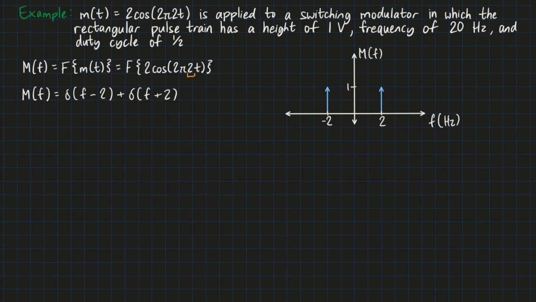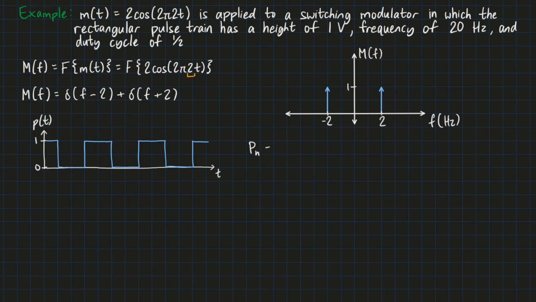Next, we'll have the rectangular pulse train, which I'll draw out. Alright, so it has a height of 1 volt. And since the duty cycle is 1/2, it is precisely a square wave. For rectangular waves, the exponential Fourier coefficients P_n equals A·D·sinc(nD). Sometimes you'll see H be used instead of A. That's just the height of the pulse train. D is the duty cycle, and n is the harmonic number. So in this case, we'd have P_n equal 1/2 times sinc(n/2).